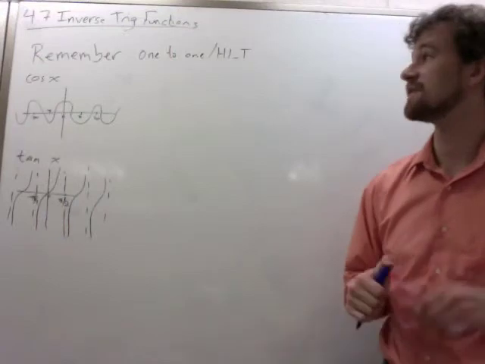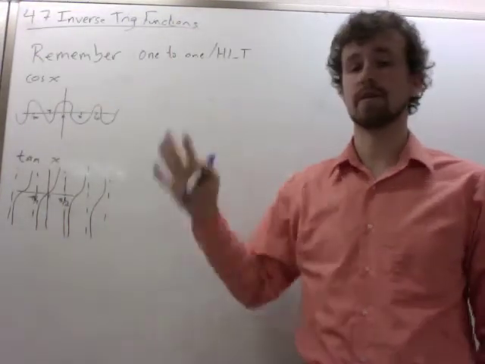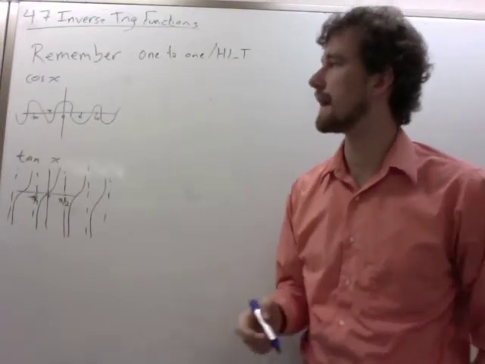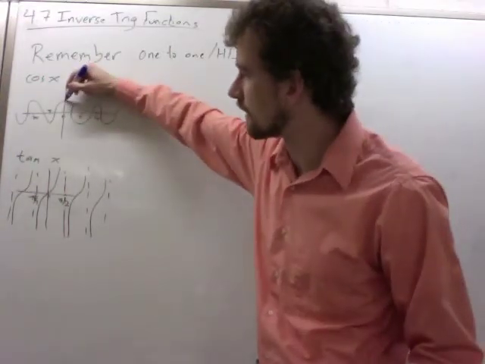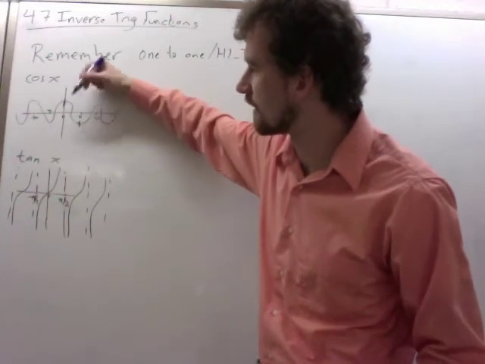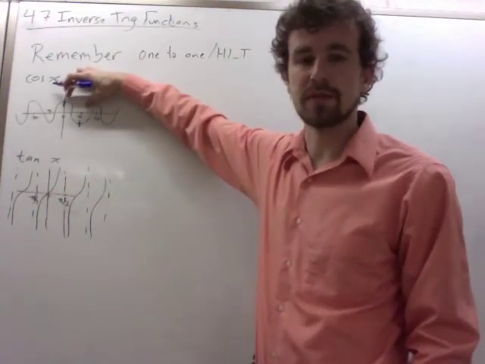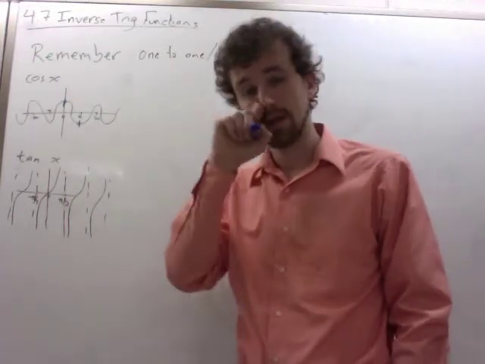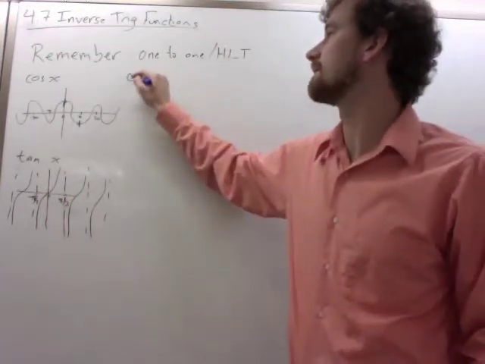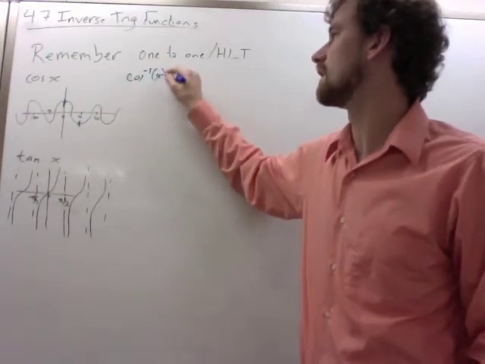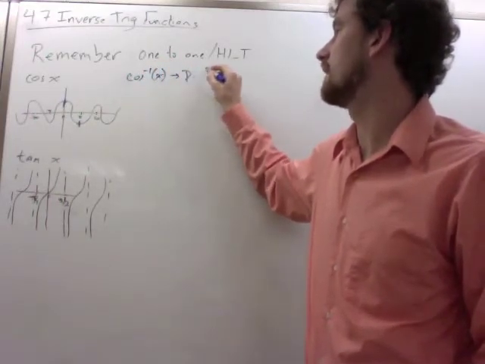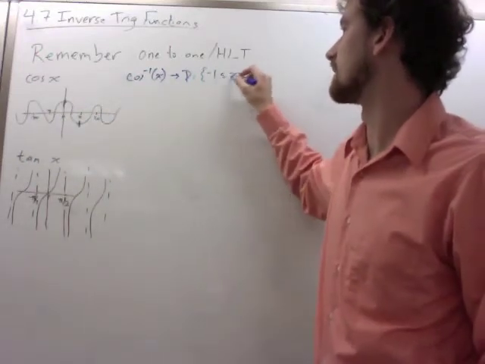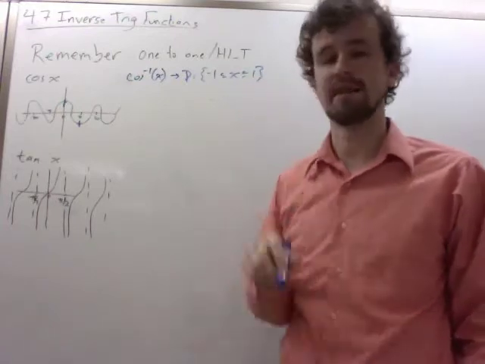Our cosine and tangent functions also fail the horizontal line test, but again, we're going to restrict our domain so that they can pass. For cosine, we go from right here to right here because over that interval we pass the horizontal line test, and that covers all the values of the cosine function. So our inverse cosine has a domain that is the range of this. It's still just from -1 to 1, just like our inverse sine was.